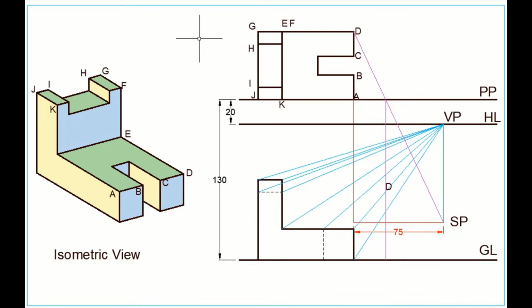In the same way I can take point C and connect it with the station point. Before that we can trim the unwanted line here because this is point D here.